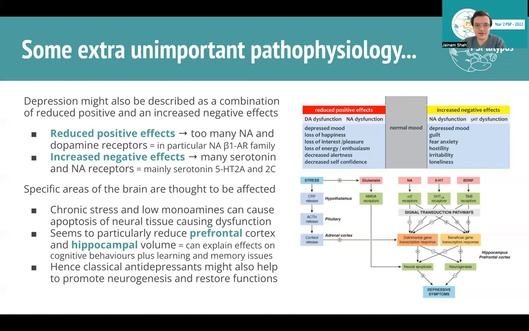Seem to particularly reduce the prefrontal cortex and hippocampal volume. Explains why there's effects in cognitive behaviors because it's affecting the prefrontal cortex and also learning and memory issues. Hence, we think that classical antidepressants not only attempt to alter the biochemical levels of some of these neurotransmitters, but they might also then, therefore, promote those lost neurons and neural tissue from being generated back again, and therefore restore some of that function that is lost. So it's very interesting and it's a developing field.